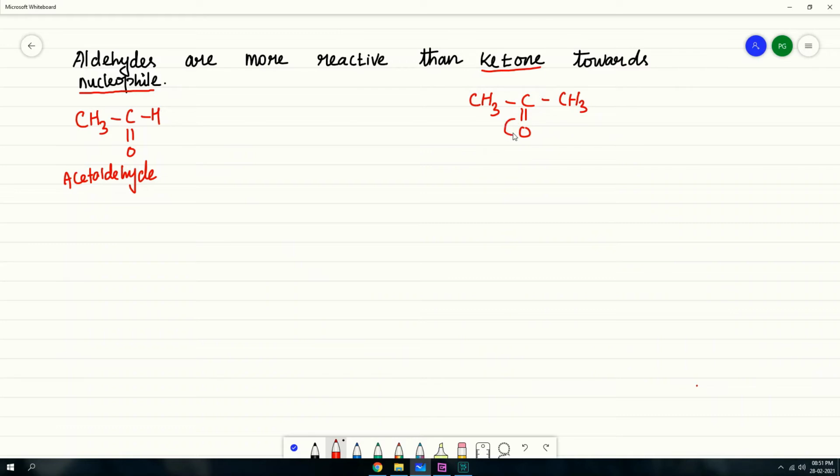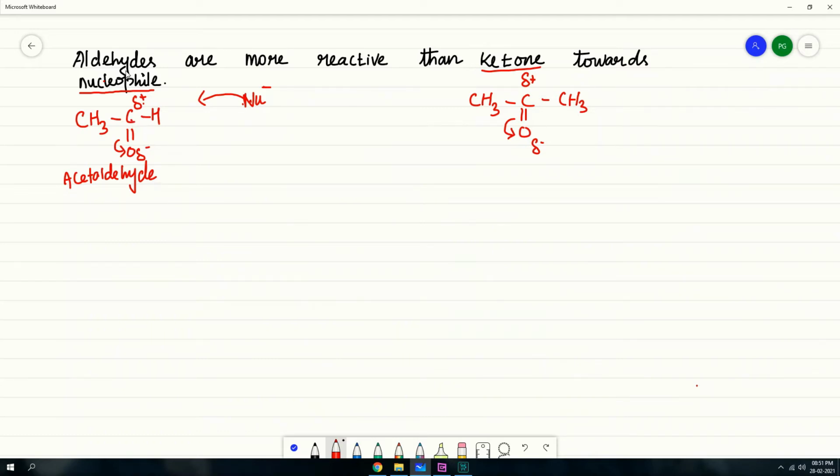Here, due to the electronegativity of oxygen, this carbon will have a partial positive charge and this oxygen will have a partial negative charge. Here also, there is a partial positive and a partial negative. So what is a nucleophile? A nucleophile has a negative charge. It will attract a positive charge. That is, the nucleophile attacks the carbon atom.